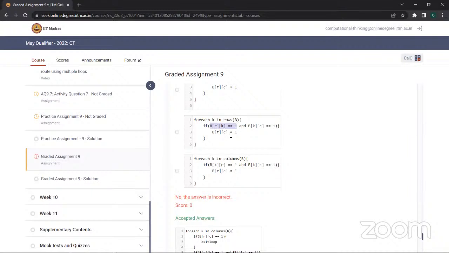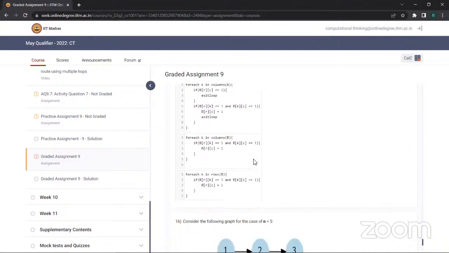Only difference is rows of B and columns of B in line number 1 of both options. Correct. Rows of B is 0, 1, 2, 3 up to n minus 1. Correct. And columns of B also 0, 1, 2, 3 up to n minus 1. That's why we are considering these two options correct, sir. No, the fourth one is not correct. It is K to R, not R to K.